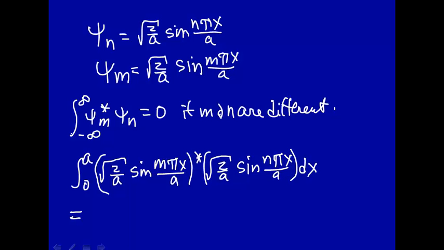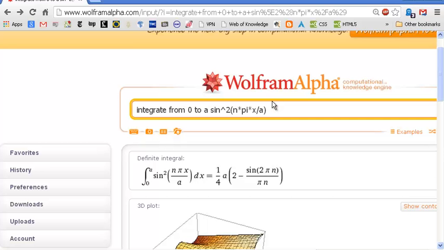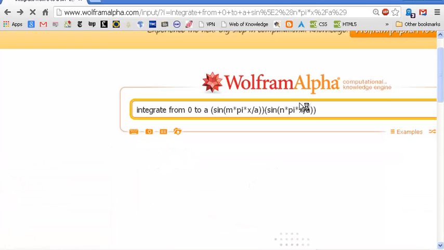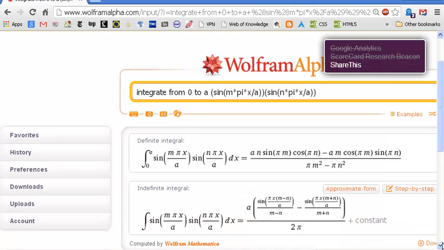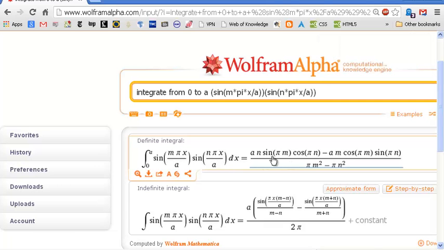Okay, Wolfram Alpha to the rescue. We'll put in here what we want to integrate: from 0 to a of sine of m pi x over a times sine of n pi x over a. Okay, Wolfram Alpha, show us what you got. Okay, here it is. This is the integral. Yeah, that's what we want to integrate. We're just checking. So here it is.